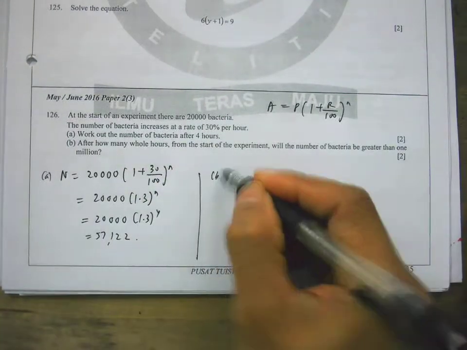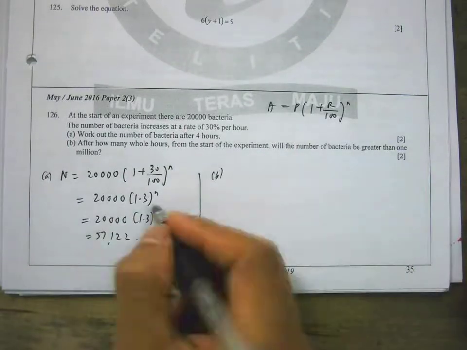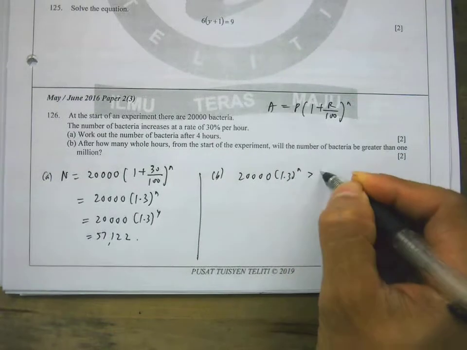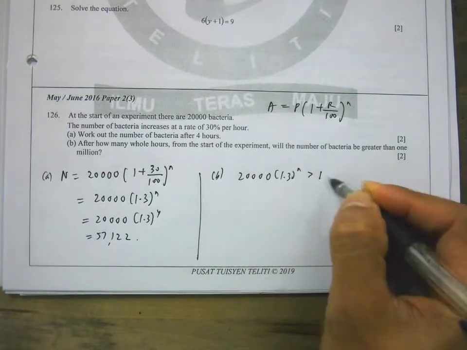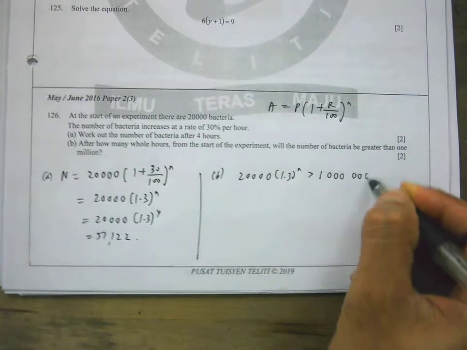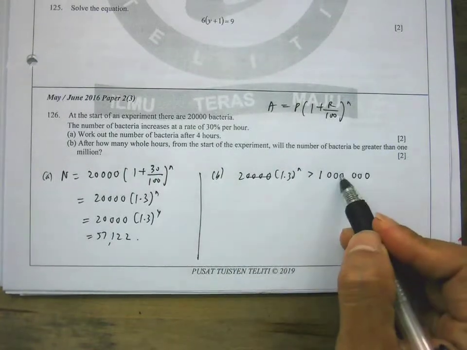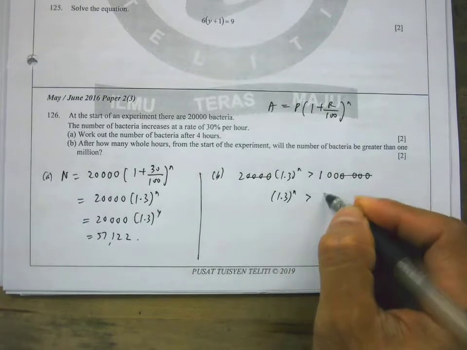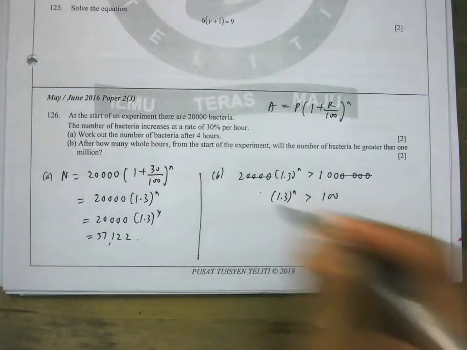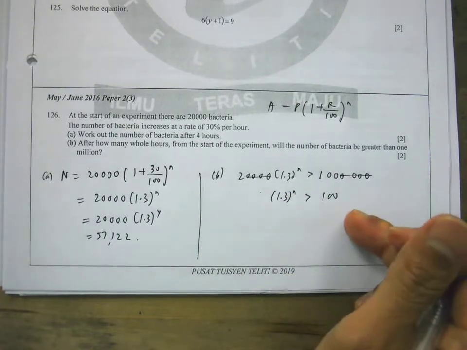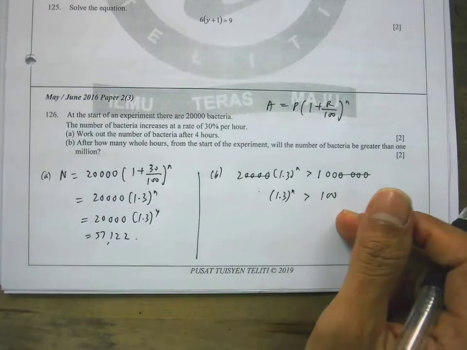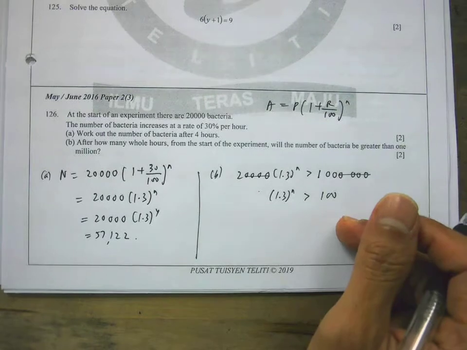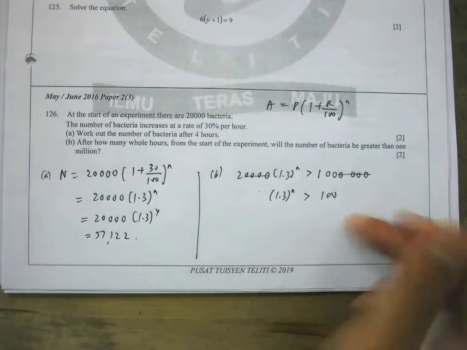How many whole hours until the number of bacteria is greater than 1 million? So we use this formula: 20,000 times 1.3 power n more than 1 million. Yeah, 1 million. So you cancel the 4 zeros. So it's 100, right? 1.3 power n more than 100. Use this one, you have to use trial and error. That's the IGCSE approach. So you need to use trial and error.